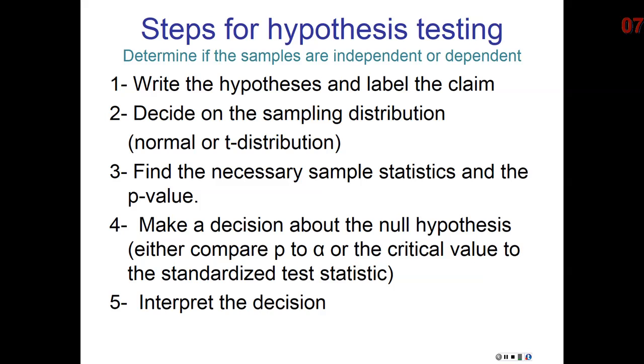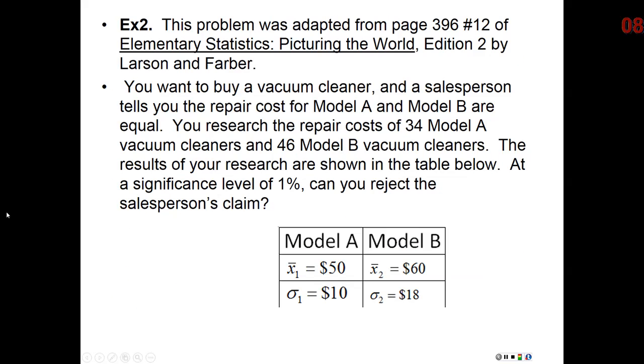That's right. Then you're going to find the necessary sample statistics and the p-value. Then you're going to make a decision based on the null hypothesis and on your alternative hypothesis. And then you're going to do the same interpretation: I have enough evidence, I don't have enough evidence, okay? So it's all the same kind of idea. So let's give you an example. Now this one's going to be for independent sampling, okay?